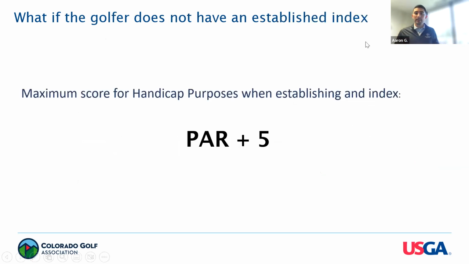Okay, now I get the question, well, I'm a new golfer. What's my maximum postable score on any one hole without having a handicap index? Well, good question. There's an answer for that, and that is par +5. Until that golfer gets a handicap index, or that initial handicap index, the maximum score on any one hole is par +5. So 8 on a par 3, 9 on a par 4, 10 on a par 5.